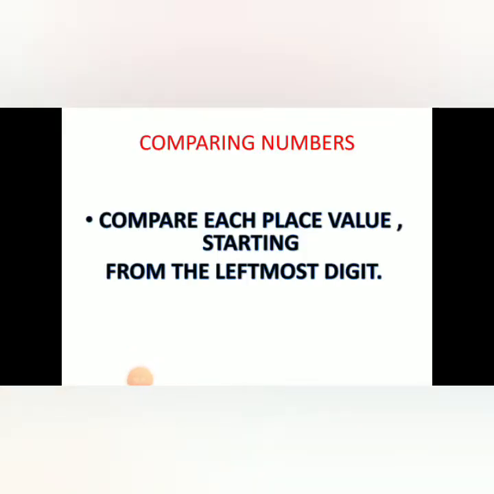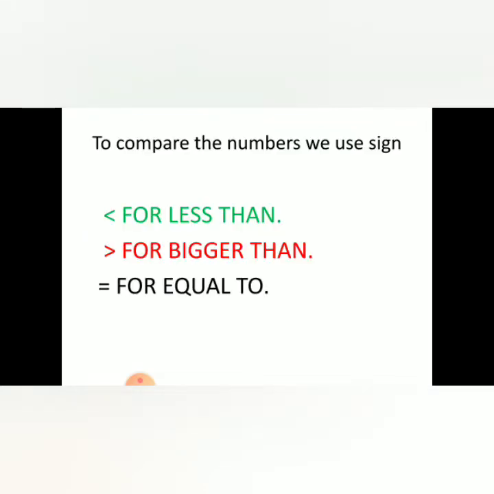So let's start. Students, when we compare numbers, we should always compare each place value starting from the leftmost digit. That is, whenever we compare numbers, we should always compare from the left side of the digits, that is hundreds, then tens and then ones. To compare those numbers, we use this sign.